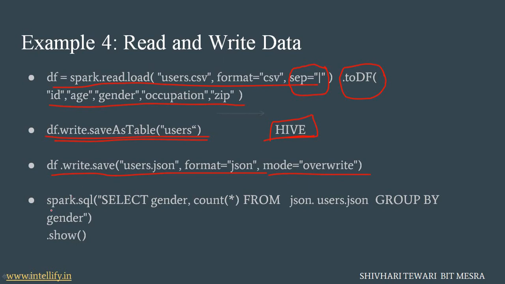hive, and only the valuable tuples and attributes can be easily retrieved from the given RDD or from the given hive. Now spark.sql select gender, count star from json, where json equals users.json, which is the table name, and group by gender. It is the SQL query which is used in Spark. Then we will use the .show command to show the data, and this is how we read and write the data in the Spark library using the SQL query language. And we will use Spark commands to save the table in Hive and JSON format to overwrite the previously stored data with the same tuples and attributes.